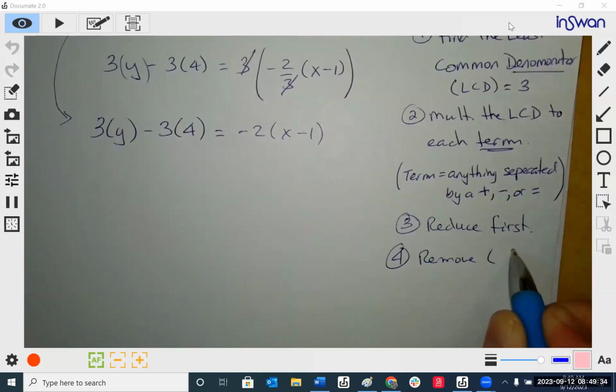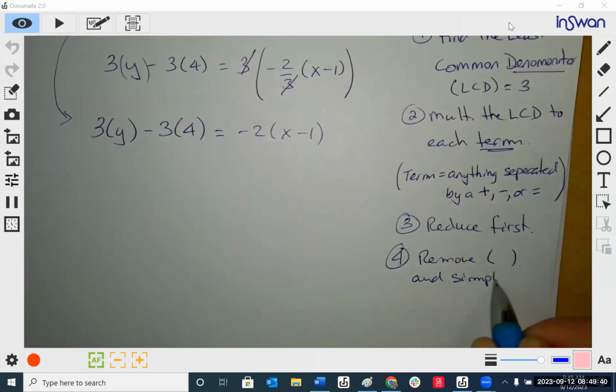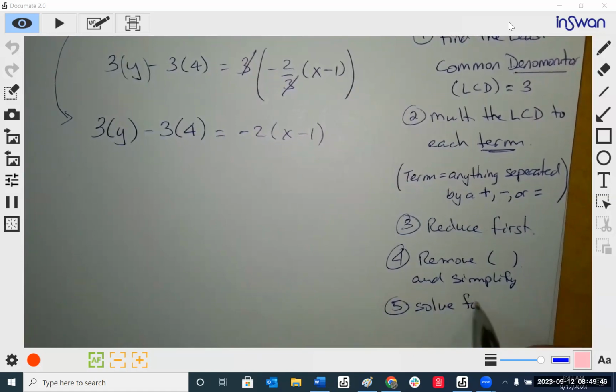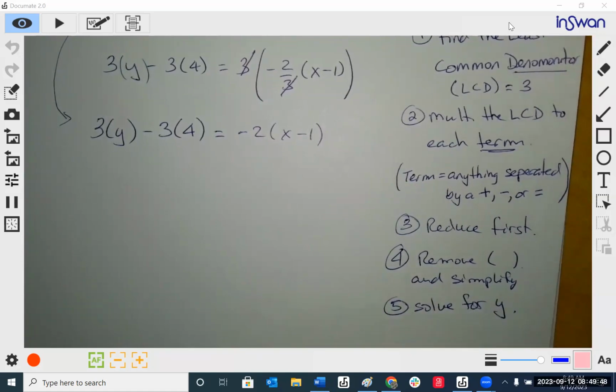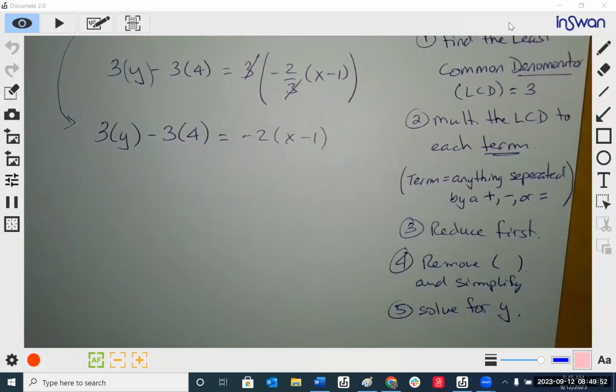Remove parentheses and simplify. Then the last step is solve for y. These are the 5 steps that are always going to be used whenever you have fractions and equals.